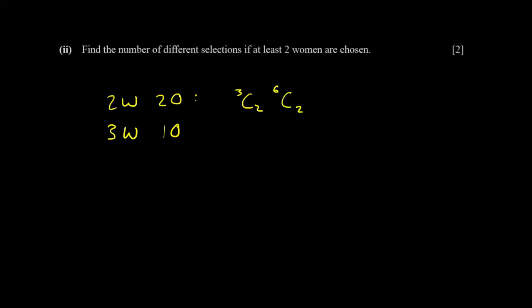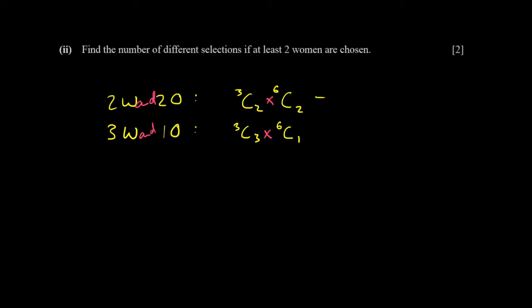Now I'm going to multiply them. Why am I multiplying those two? Because I want the 2 women and the 2 others. When I've got something and something else, I multiply. The same is true for the other situation, where I've got 3 women and 1 other. How many ways can I choose 3 women from 3 women? It will be 3C3. And how many ways can I choose that 1 other person from the 6 potential people? It would be 6C1. I want the 3 women and this 1 other person, so I'm multiplying these 2 together.